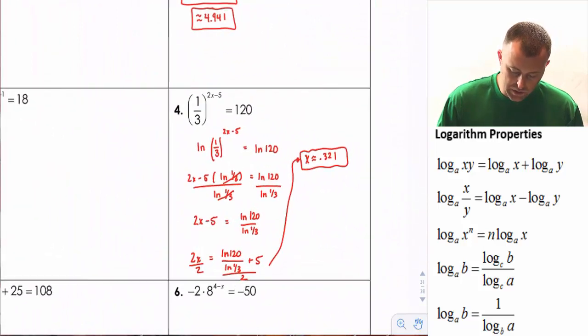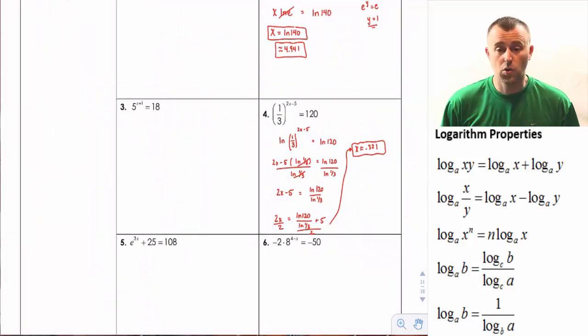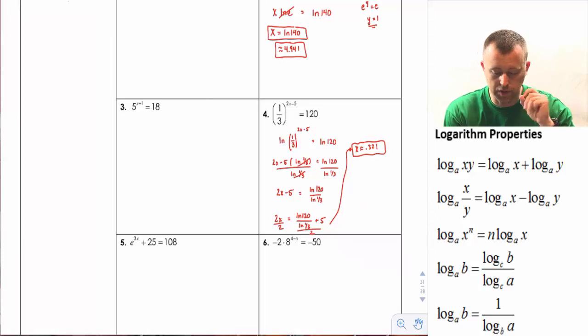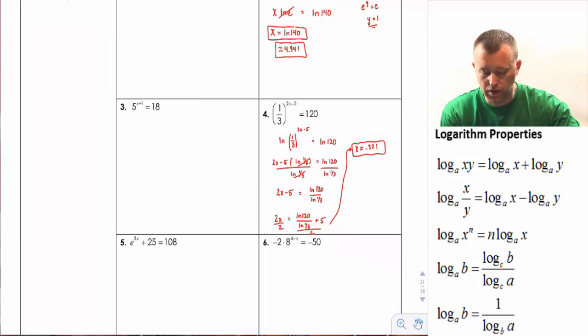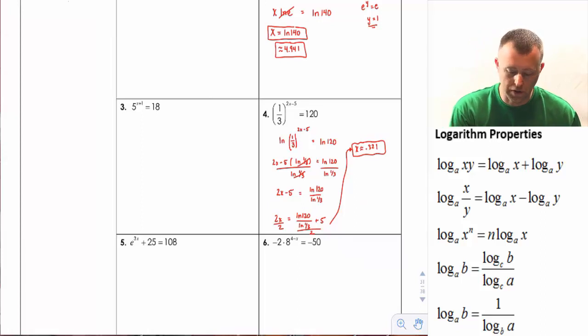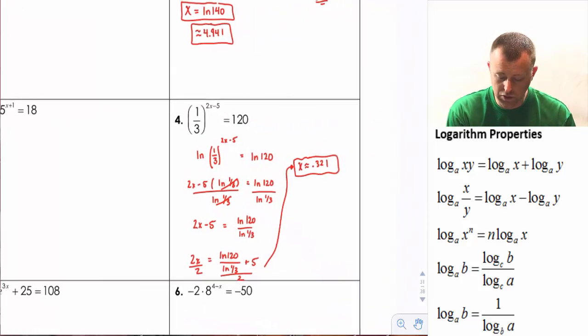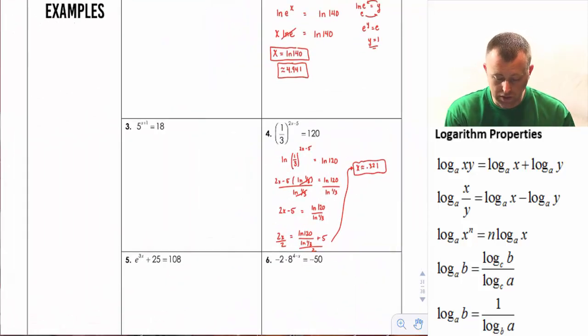So again, in all these, where we have a scenario with logs, you want to check for extraneous solutions. That's not really going to be an issue here. I mean, the only issue is if you have a situation where your logarithm would be negative, but we have numbers here, so we don't have to worry about that. So in this case, we are good to go. If I plug in 0.321, I don't have any extraneous solutions in this case. So that's going to be number 4.